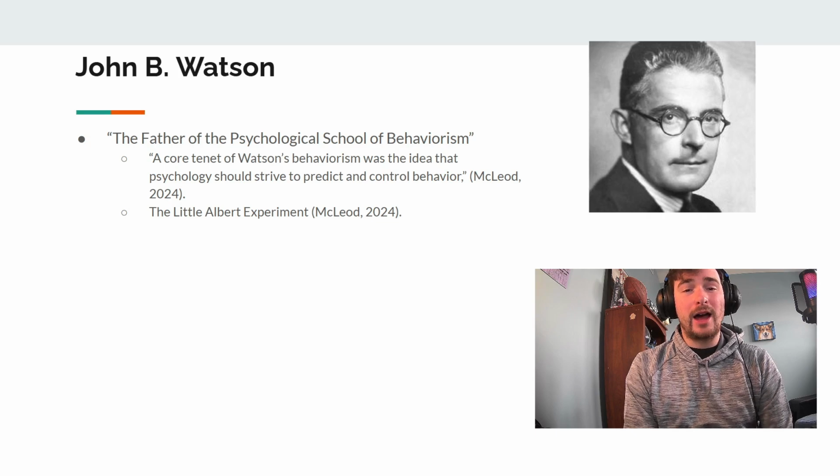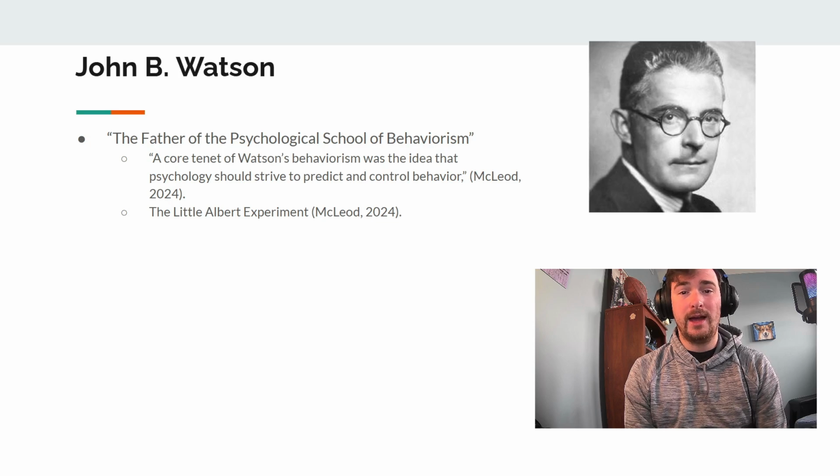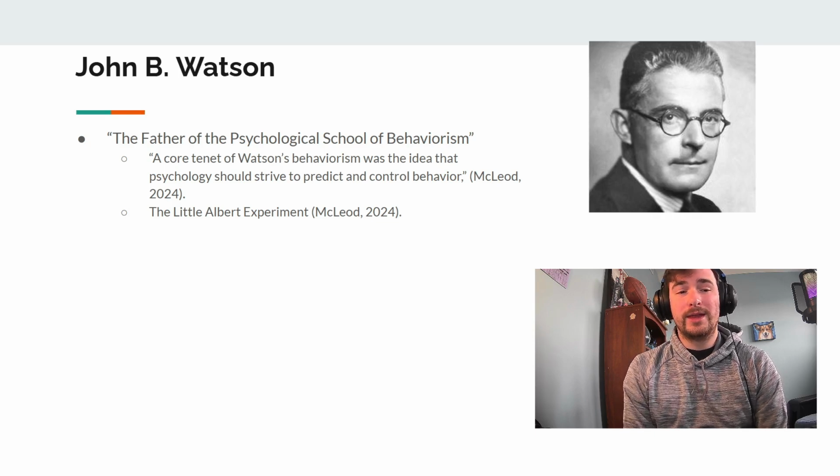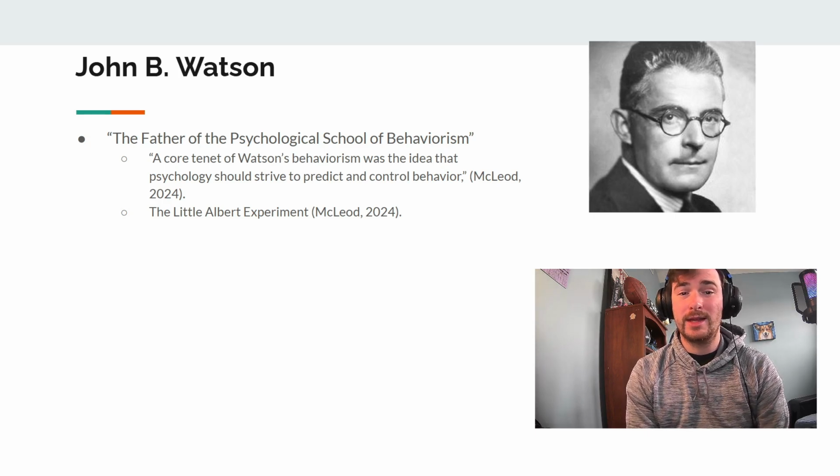Now, the Little Albert experiment is an experiment in which Watson and his team took an orphan toddler, I think he was about 11 months or so, and they wanted to see if they could pair a neutral stimulus with a negative response, or a fear response, I should say. And so they took this child and sat him in a room with a white rat. Now, the white rat represented the neutral stimulus.